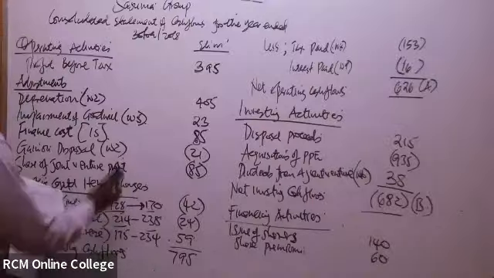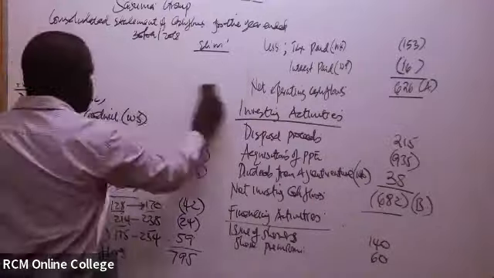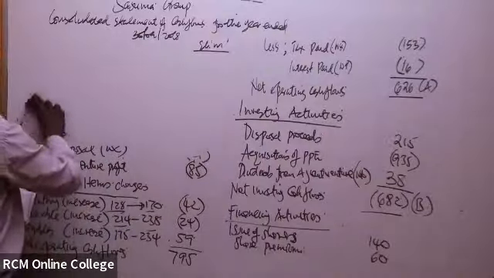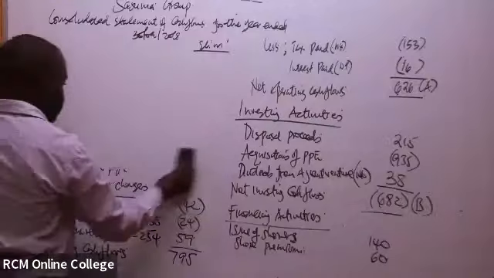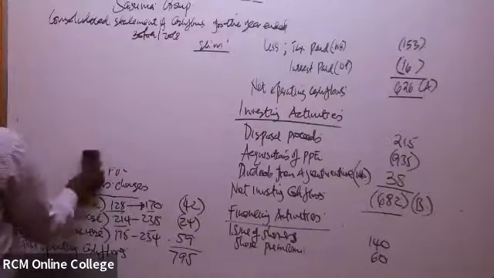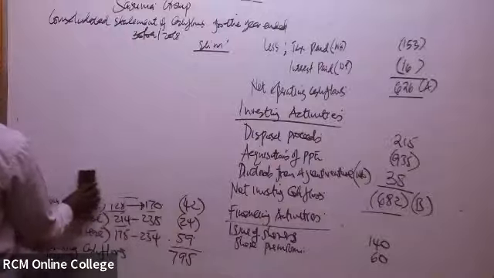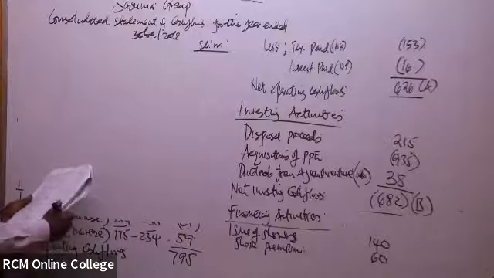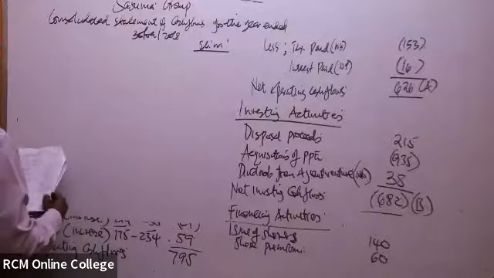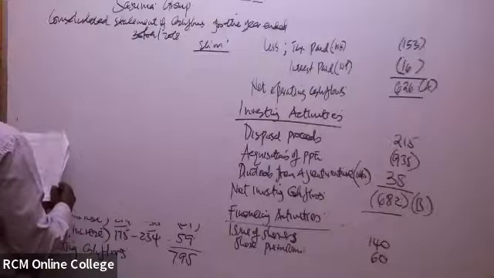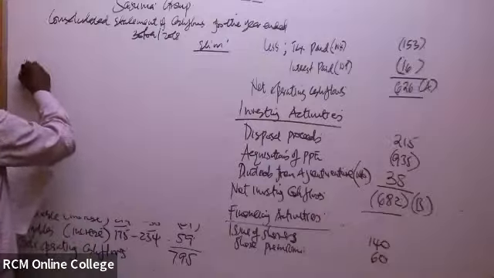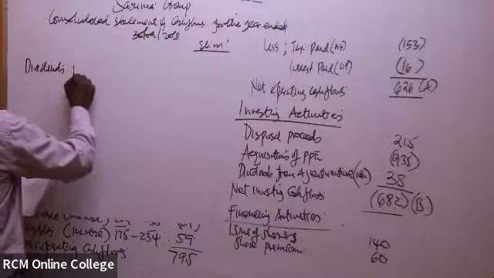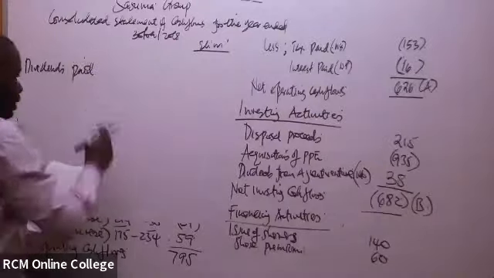So we can just continue. You've already dealt with the issue of shares and of course the share premium. Then we have some dividends, which were actually paid. Dividends that were actually paid out.